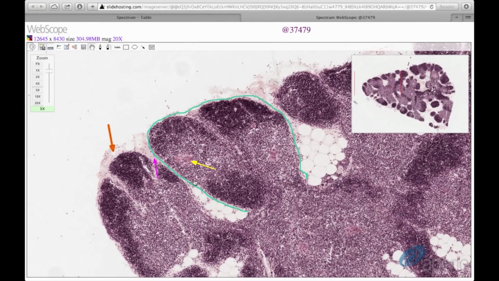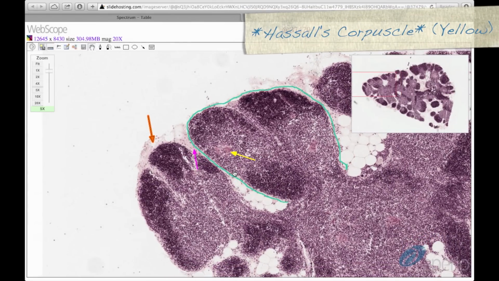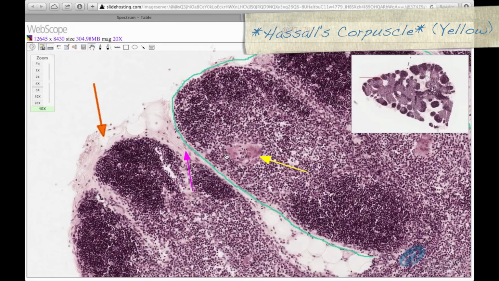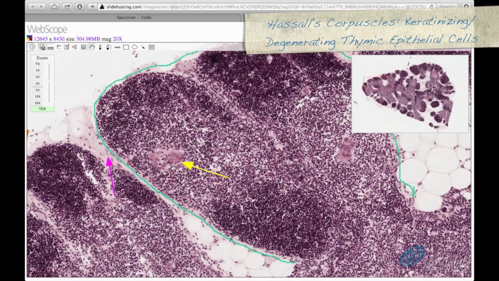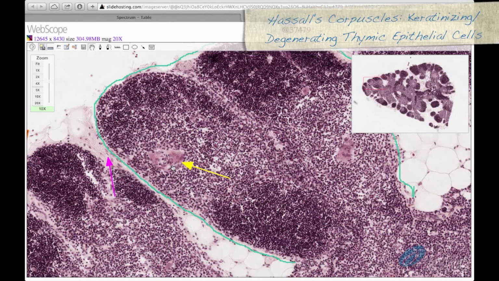Pay close attention to the next structure, the Hassall's corpuscle, seen here at the yellow arrow. This is the characteristic structure found within the medulla of the thymus. The Hassall's corpuscles are areas of thymic epithelial cells that are undergoing keratinization and degeneration within the medulla.